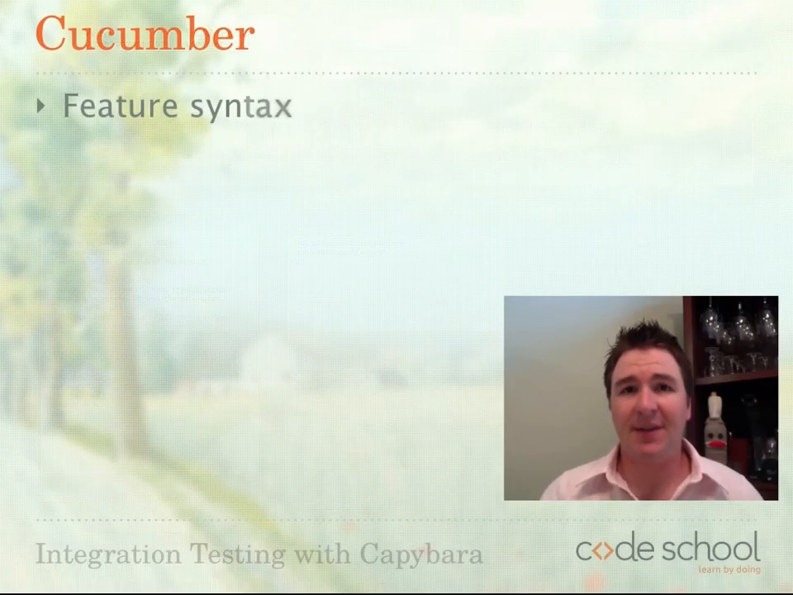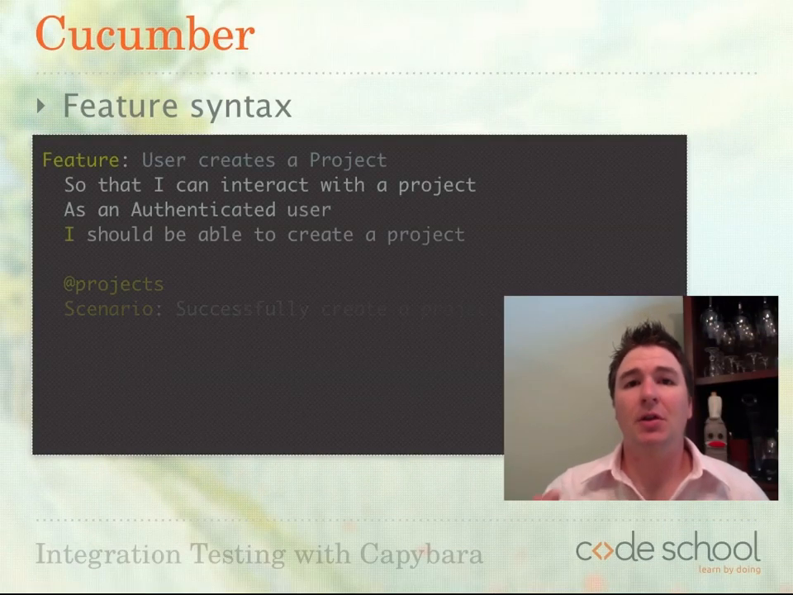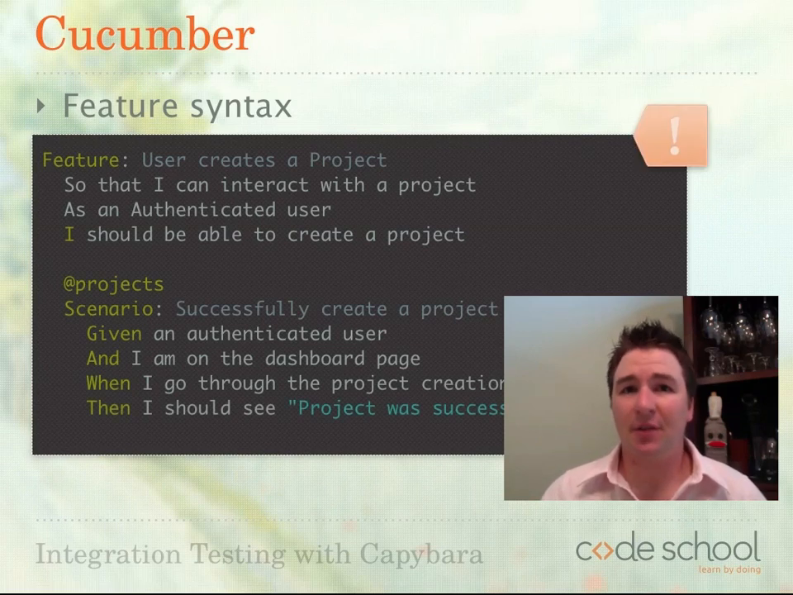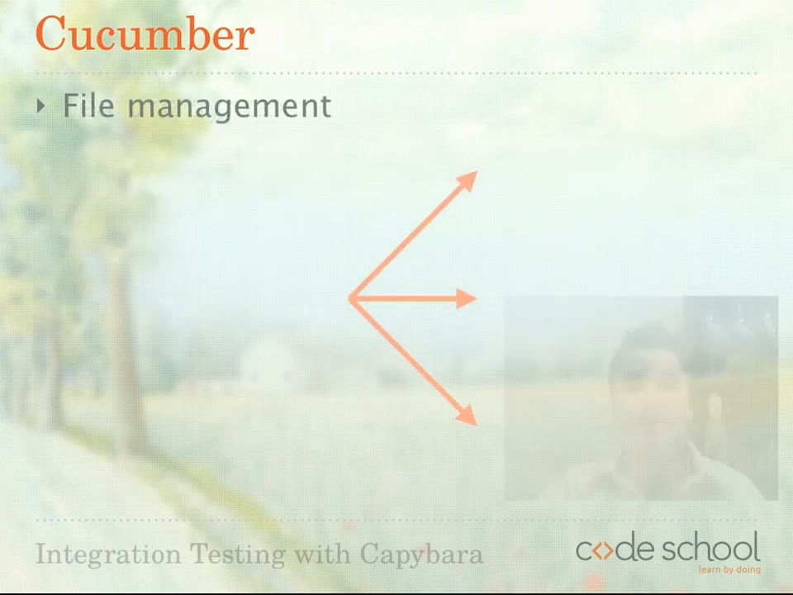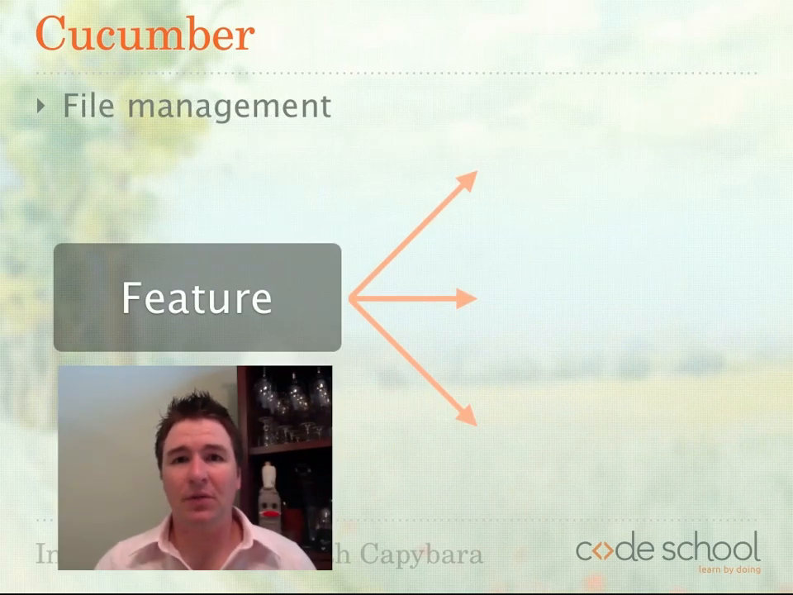If you look at the syntax, it's very human readable. User creates a project. So that I can interact with a project as an authenticated user, I should be able to create a project. I mean, that's very readable. The problem with this is when you move to managing those different files. For one Cucumber feature, you may have three, even more different files to manage for that one feature.